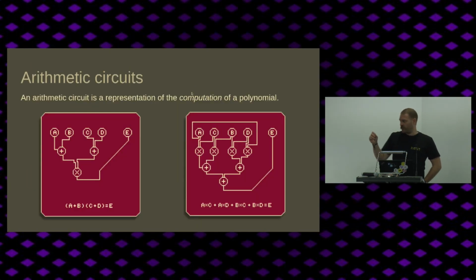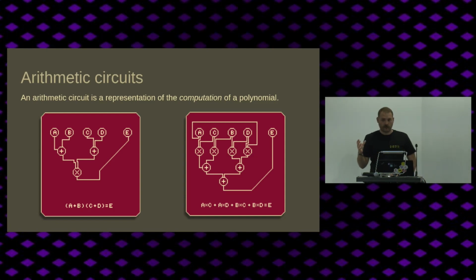So I'll just talk very briefly about arithmetic circuits and what they are. An arithmetic circuit is a representation of the computation of a polynomial. Here are two circuits. They compute the same polynomial. The polynomials are equal, but the circuits are different because the steps are done in a different order. The circuit on the left is a more efficient way of computing that polynomial, uses fewer operations. So two different circuits, same polynomial.